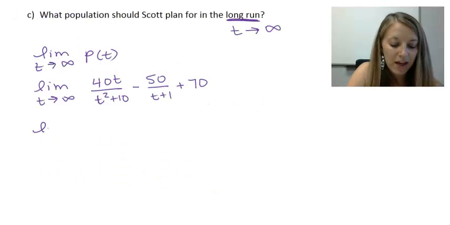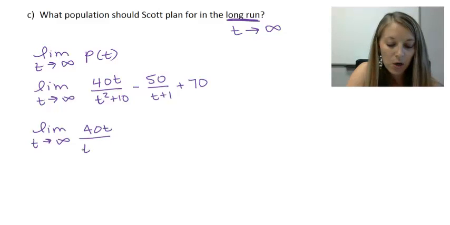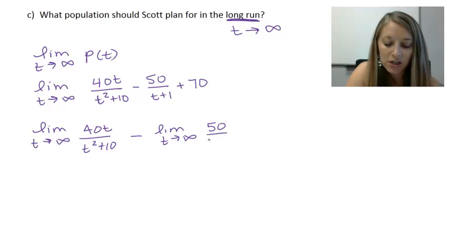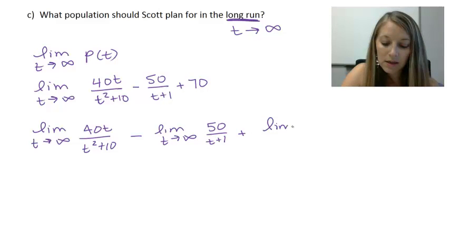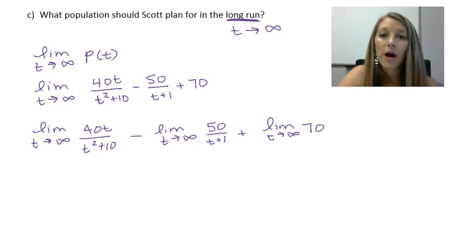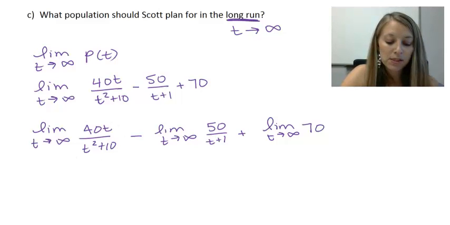So really, I can simplify this as the limit as t goes to infinity of my first fraction, 40t over t squared plus 10, minus the limit as t goes to infinity of my second fraction, 50 over t plus 1, plus the limit as t goes to infinity of 70. So I can just take the limit of each of these pieces individually. Let's start with the first piece.